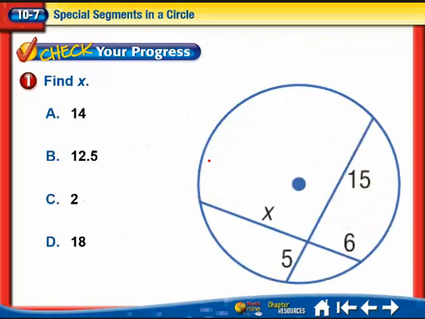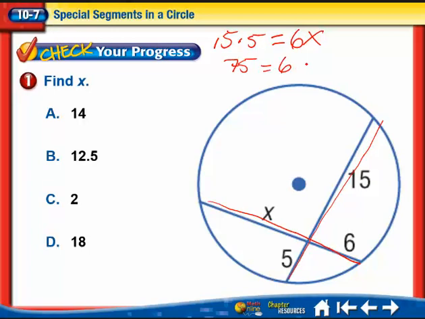Here's another one, just like this. So how are we going to set this up? What are my two parts on this chord here that we would multiply together? 15 times 5. That is going to equal the two parts of this other chord. What are the two parts of this other chord? 6 and x. 15 times 5 is 75. If I divide that by 6, use your calculator. Tell me what you get. Hopefully you got 12.5.